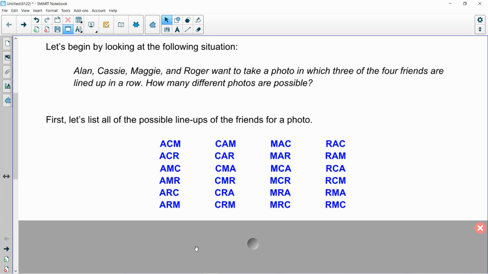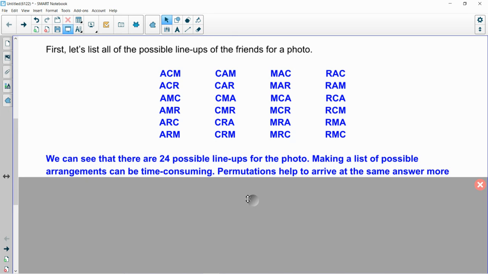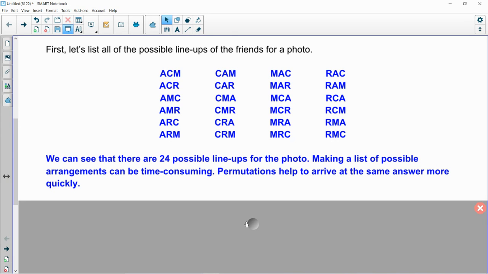Now, certainly, if you go from left to right, like here we have Alan, Cassie, Maggie, that is different than if we have Cassie, Alan, Maggie. It's the same 3 people, but the way they've arranged themselves as they're posing for the photo is different. So it's going to be a different photograph. So what that means to us is order is important in this case. We've got ourselves a permutation. So we can see there are 24 possible lineups for the photo.